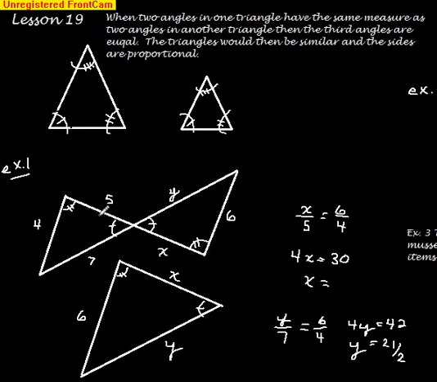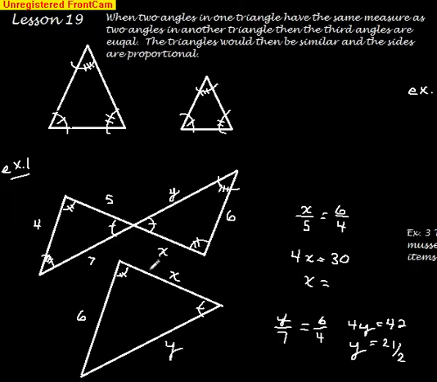So we know that if we have two angles congruent to two angles of another triangle, then the third angles are going to be congruent. And if three angles in a triangle are congruent, then the two triangles are similar. And if two triangles are similar, then their sides are proportional.